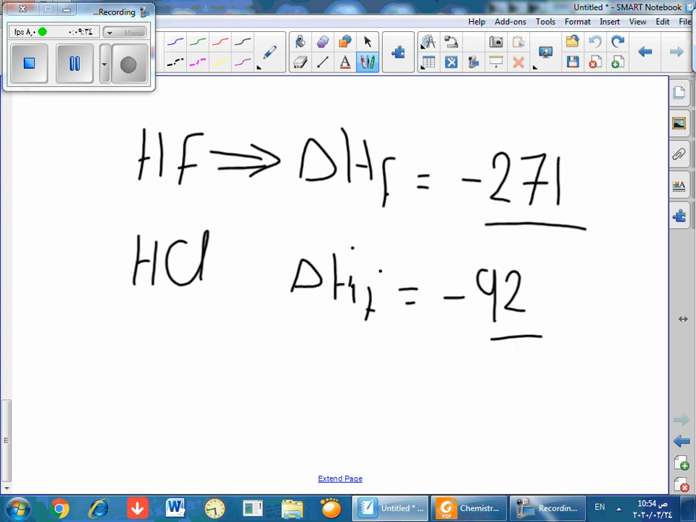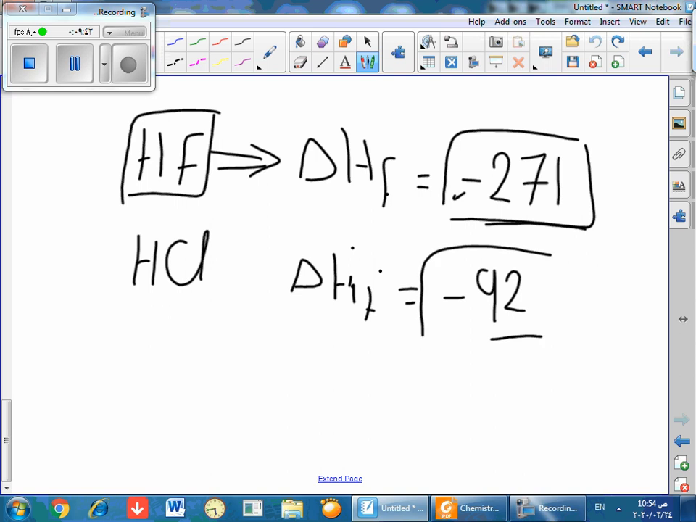So HF has a large negative number, and HCl has a small number. So HF is more stable than HCl. Okay? Most reactions tend to proceed in the direction of forming the compound with the lower value of delta H, so it has high stability.